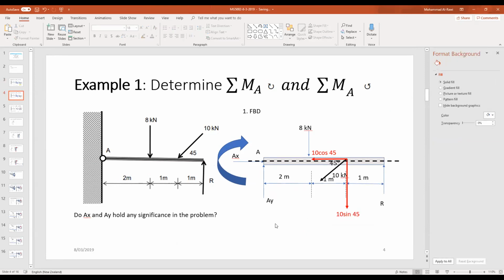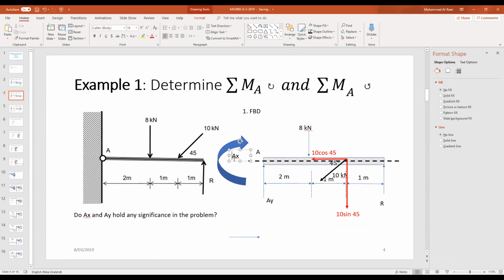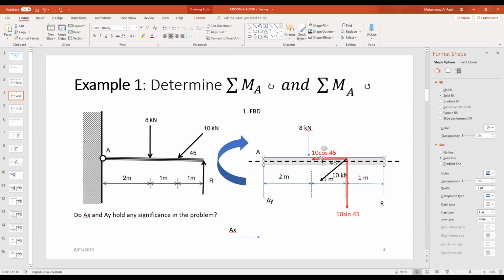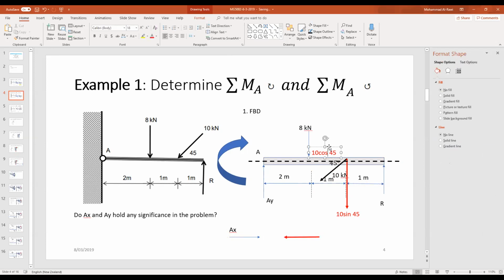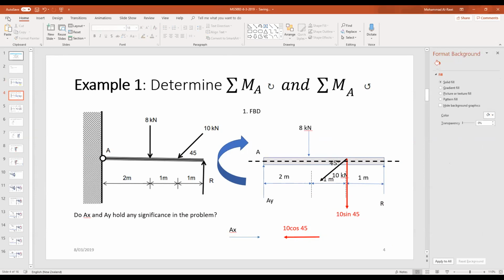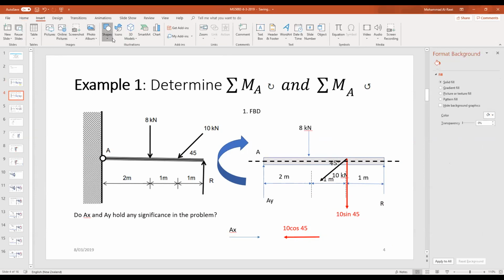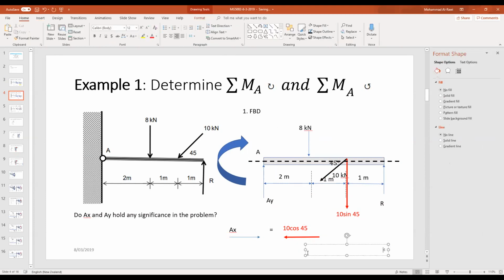Now look at the system. What do we have? Here you have AX. So this is AX, I will take the forces just to show you. This is AX, right? In the X direction. Do we have any forces going in the X direction? Yes, I do. Which one? The red one. What's the value for that? It's 10 cosine 45. So AX equals 10 cosine 45.